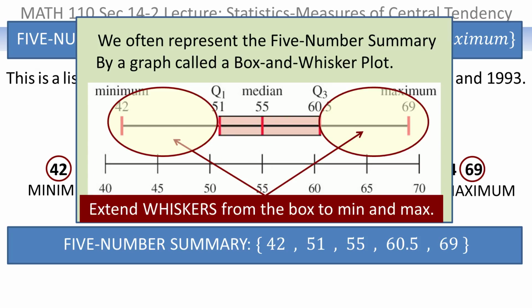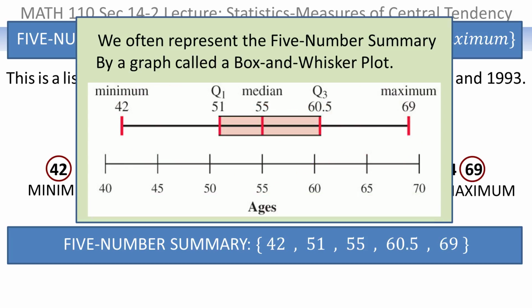The whiskers go from the left side of the box all the way back to the minimum value, which remember from our problem was 42, and from the right side of the box to the maximum value, which remember from our last data set was 69. So the box is kind of the heart of the thing, and then the box has whiskers. The whiskers extend out from the edges of the box till they get to the maximum value on the right or the minimum value on the left. And that's called a box and whisker plot.